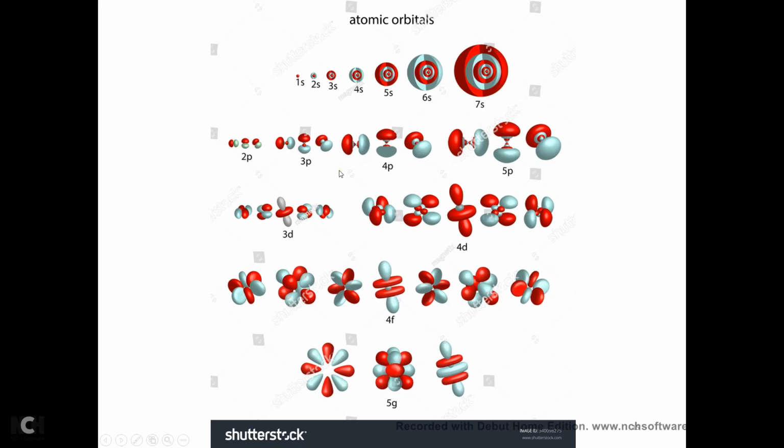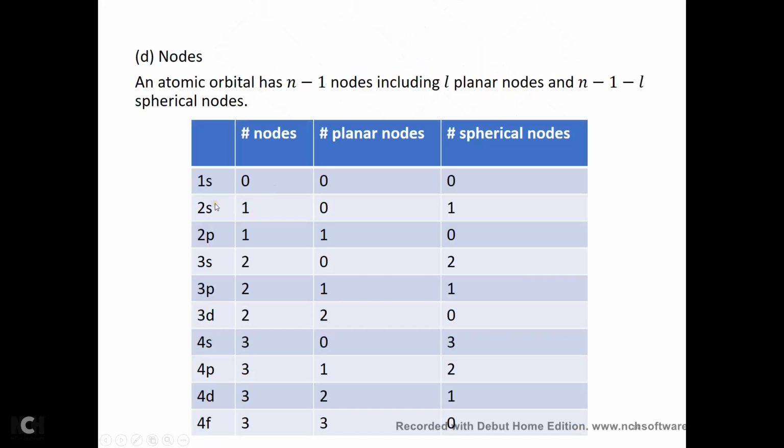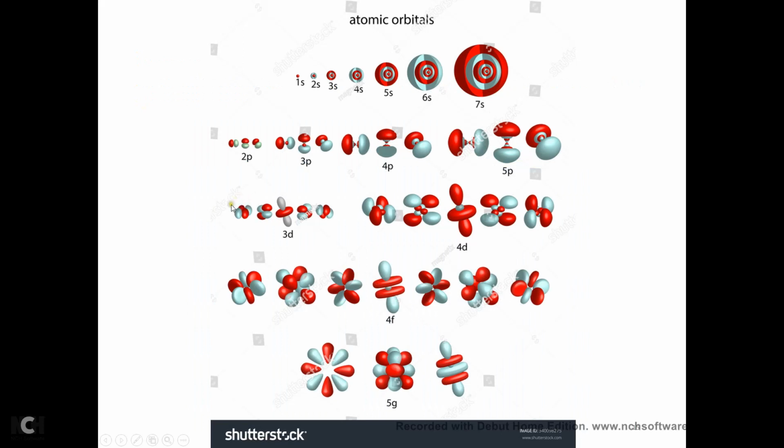3d. In a 3d orbital, there are 2 planar nodes and 0 spherical node. So if you just look at this one, you can see there's a node over here. Between the red and the green, there's 1. And then there's another one. These 2 nodal planes are perpendicular to each other. Same here, 2 planar nodes perpendicular to each other. Same here. This one is a little bit different.